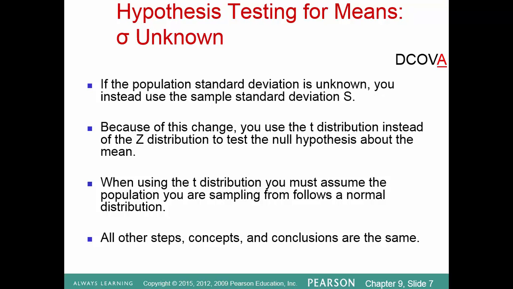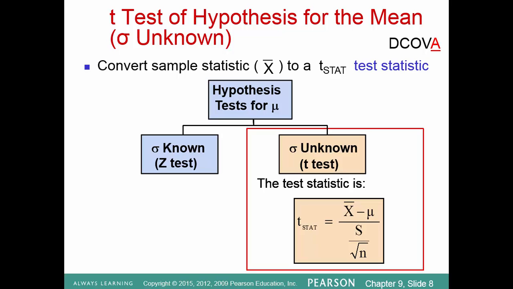When using the t-distribution, there's an assumption that must be true. You must assume that the population you're sampling from follows a normal distribution. So for your results to be valid, the population you're sampling from has to be approximately normally distributed. Everything else is the same as what we've already seen. So because you use the t-distribution, this type of hypothesis test is called a t-test.